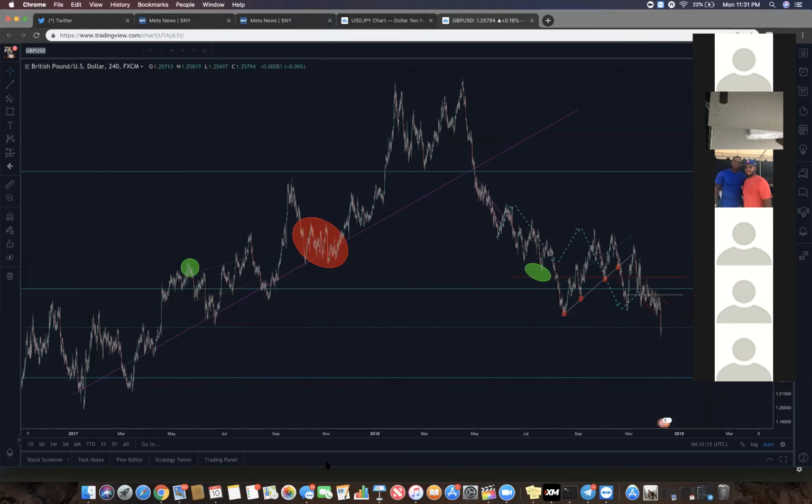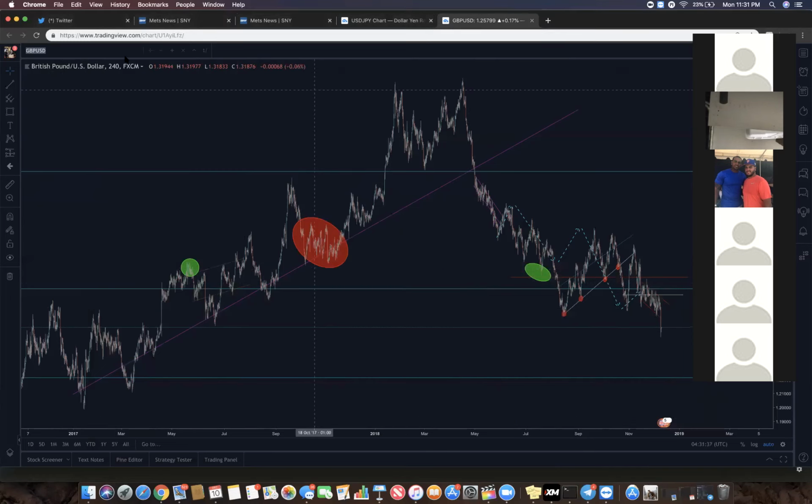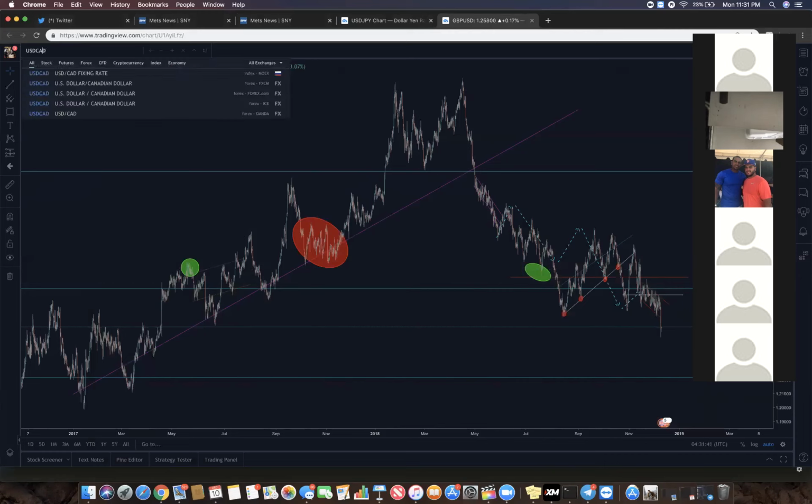So let's see real quick. Anybody want to give me a pair they want me to look at, and we'll identify the patterns through there. Let's see, I'm going to pick someone. Shadi, give me a pair. USD CAD. Perfect. US dollar, Canadian dollar.